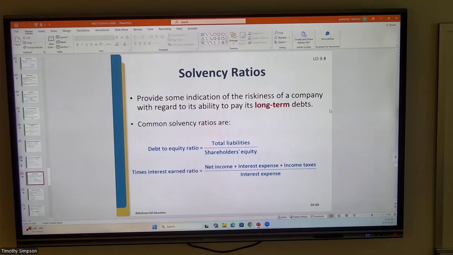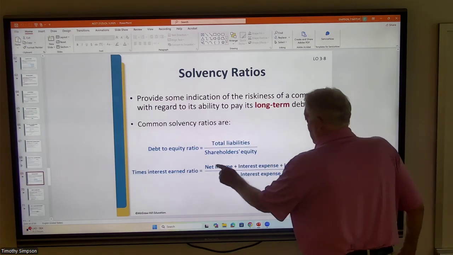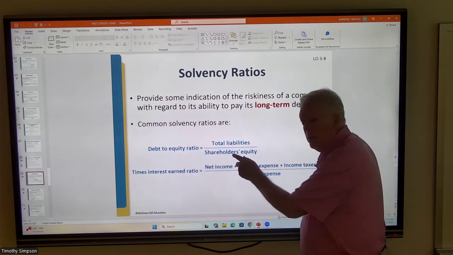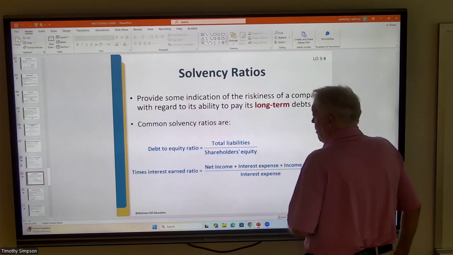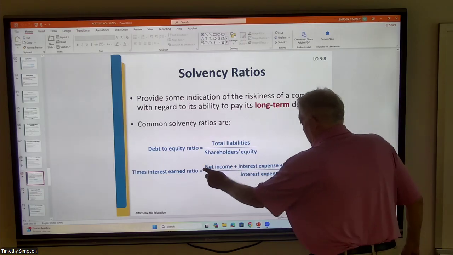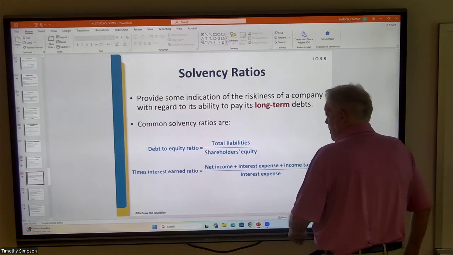Okay. The second one definitely brings the income statement into account. That's what we call the times interest earned ratio. It's simply net income plus interest expense plus income taxes divided back into interest expense. Now, why do we add these back here? We do it because net income has already taken interest expense and taxes out. We're assuming net income is net income after tax. And so if we're talking about the resources available to pay interest obligations, then you have to add those back in because they've already been taken out. So you add back interest expense and income tax, and then divide by interest expense.